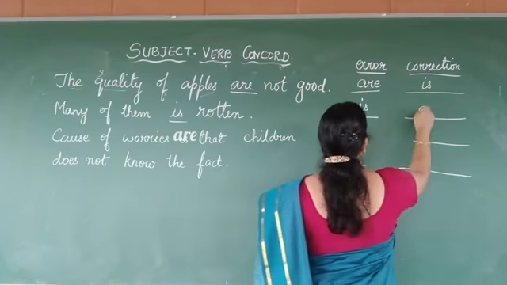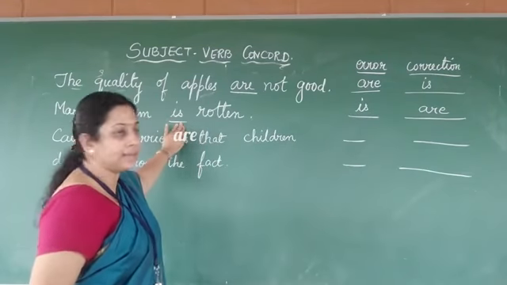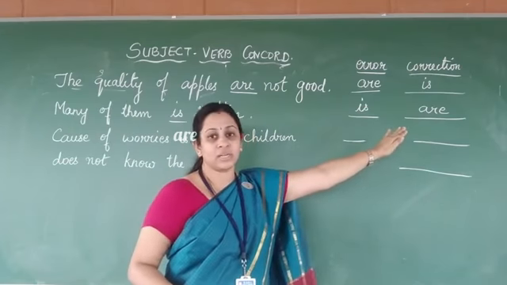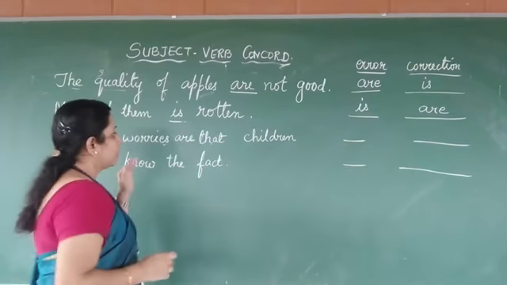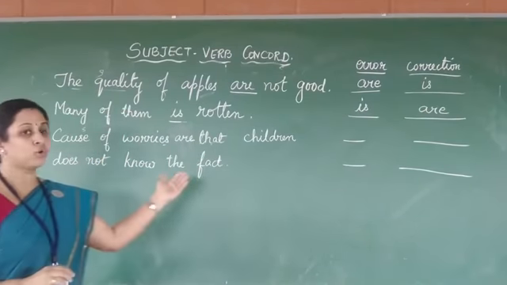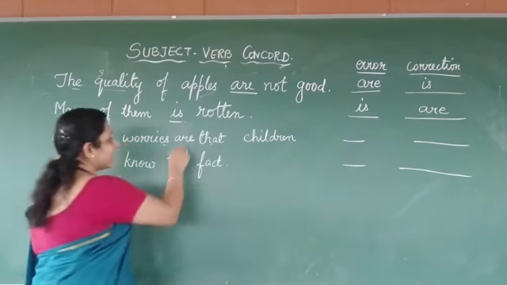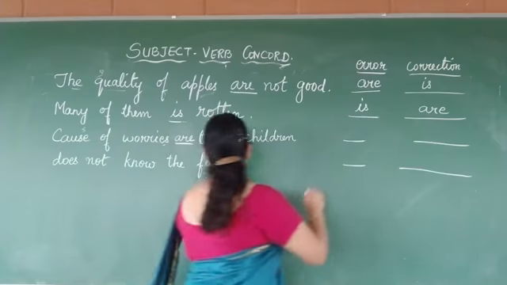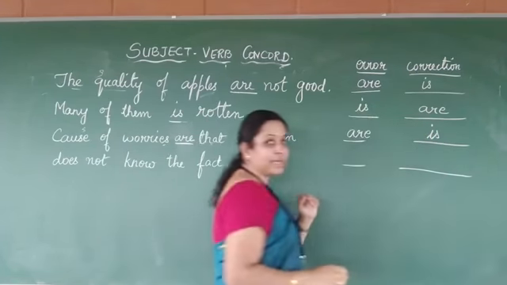So many of the apples are rotten. Is the wrong word here? Underline it. Put it under the title column of error, and correction word, that is R, should be written under correction column. Cause of worries are that children does not know the fact. So what is the cause of worry? Cause of worry is that we have only one cause of worry. That is, children are not aware of it. So here the wrong word is are, whereas the correct one should be is.